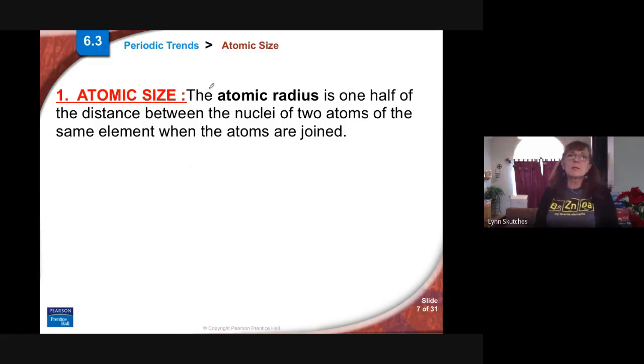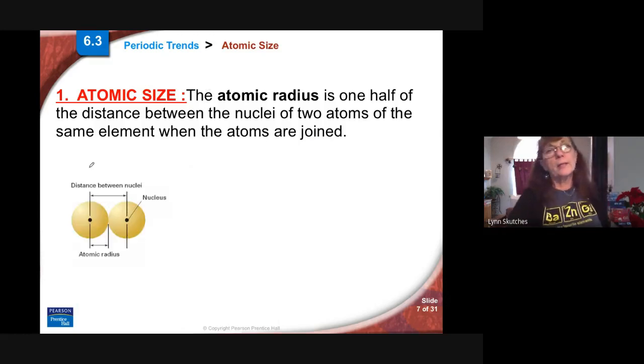Atomic size. Well, you know what radius is. This gets all fluffy. How big is the atom? Well, what are we talking about? We're actually talking about the distance between the nuclei. If 2 of them are bonded together, what's the distance, right? So the radius is half the distance.